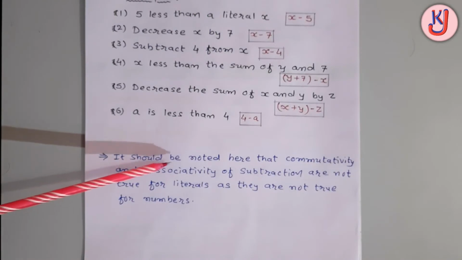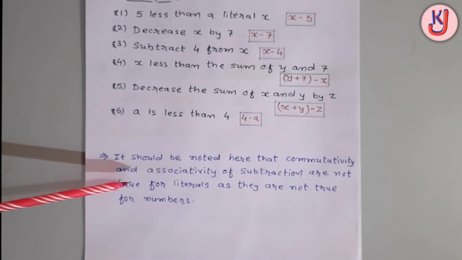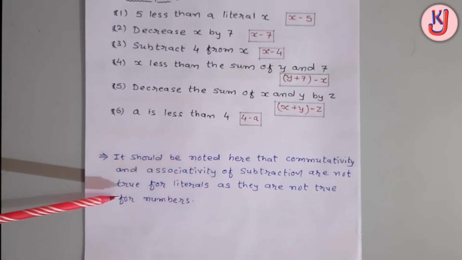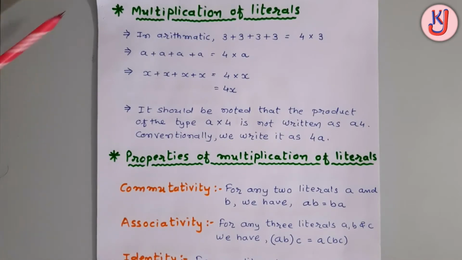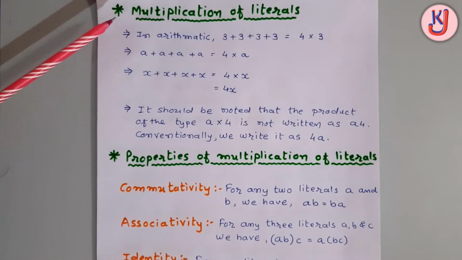It should be noted that commutativity and associativity of subtraction are not true for literals, as they are not true for numbers. Let's discuss the multiplication of literals.